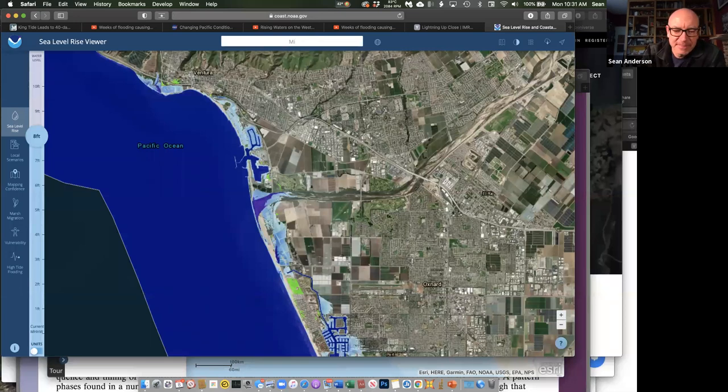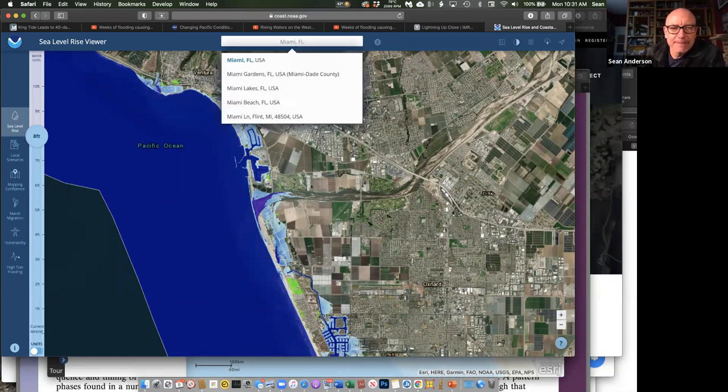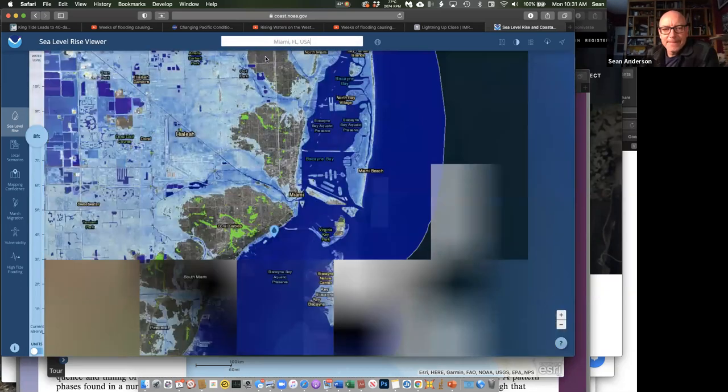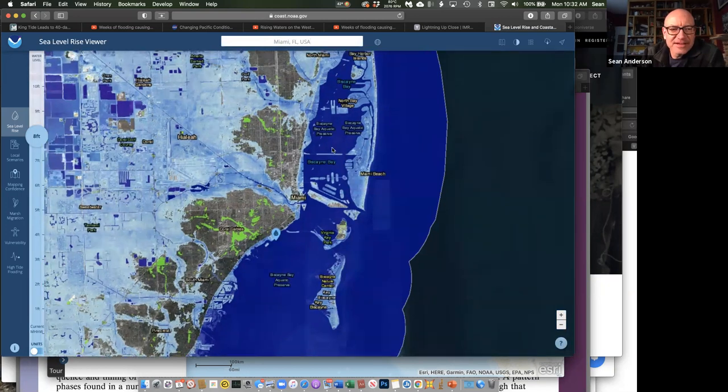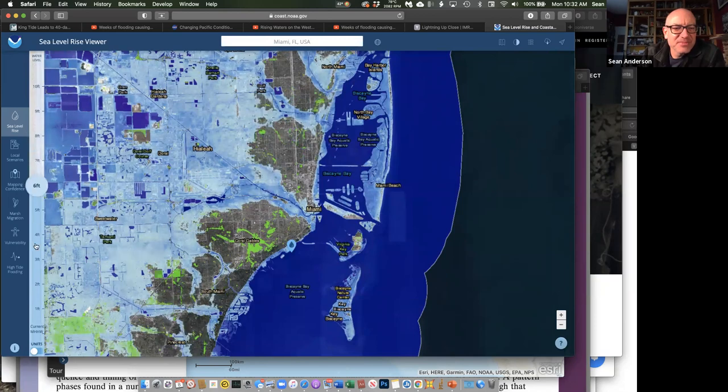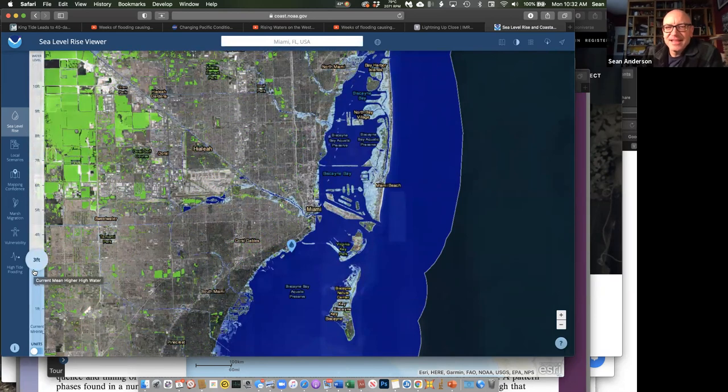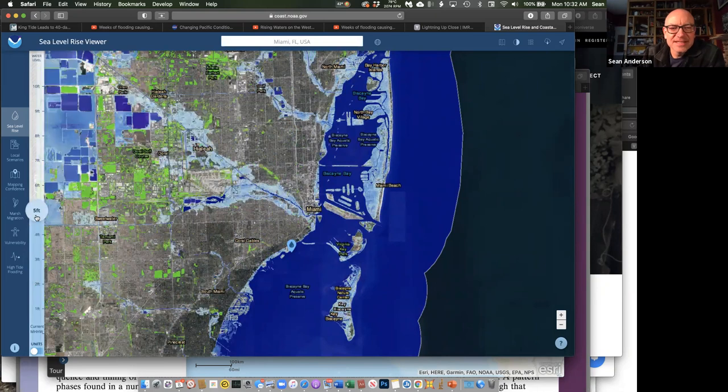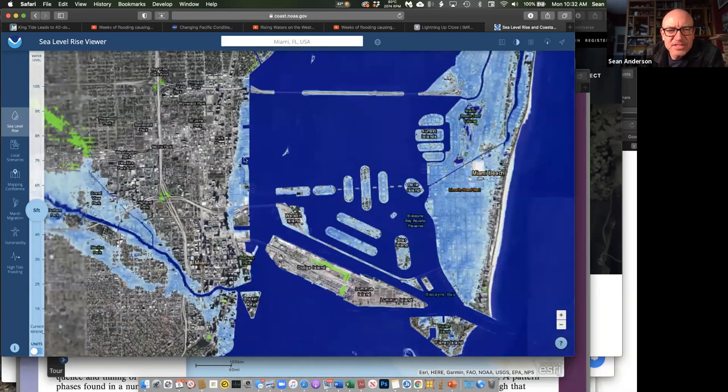Let's look at Miami. So here's Miami. Check this out. This is 8 feet, right? But let's just do our simple basic 3 foot assumption. Lots of areas here green, lots of areas here blue. If we go up to the more realistic ones, we start to see essentially the entirety of these barrier islands are inundated on Miami Beach, et cetera. And much of the immediate shoreline, let's zoom in a little bit more. Much of the immediate shoreline is gonzo.